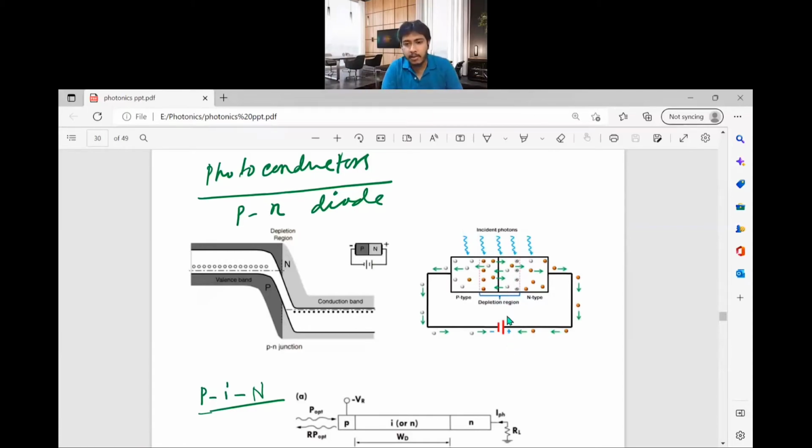Now, if you apply an external voltage, the electrons generated by the incident photon will be drifted in this direction, and the holes will be drifted in this direction. So electrons will be traveling in this direction, and holes will be traveling in this direction. So we'll get the current at the output.